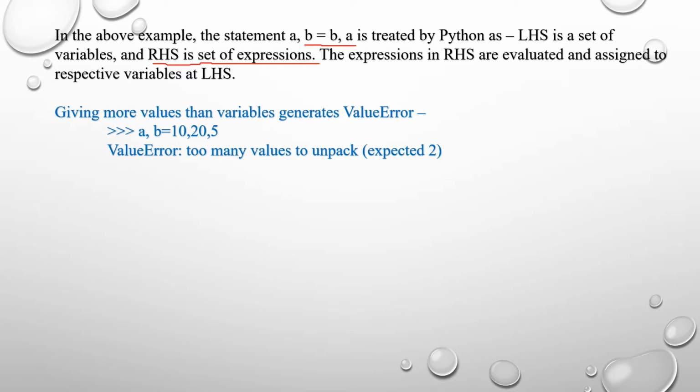Giving more values than the variables generates a ValueError. For example, you take a comma b as the LHS, so a and b are the variables, and the values are 10 comma 20 comma 5. This will throw an error. The error is ValueError: too many values to unpack. Here the expected count is 2 because the specified variables are 2.